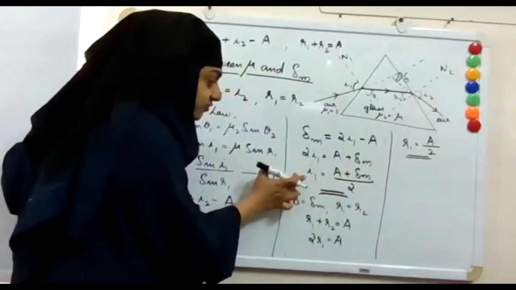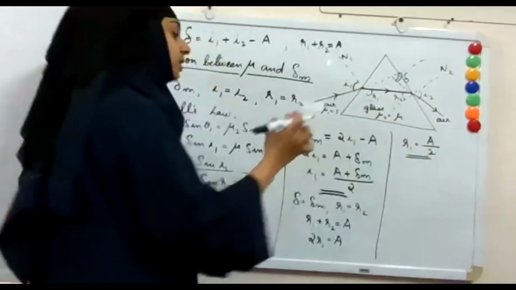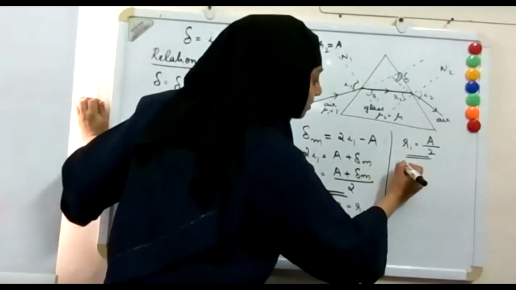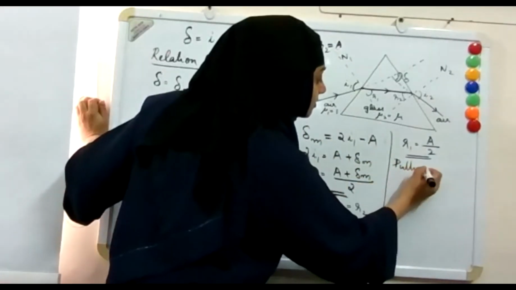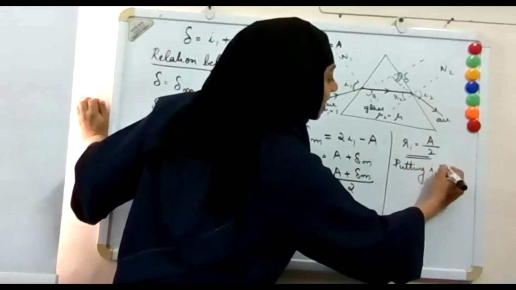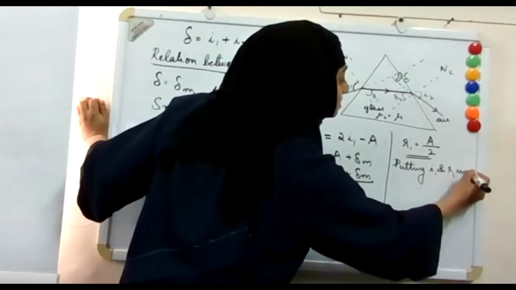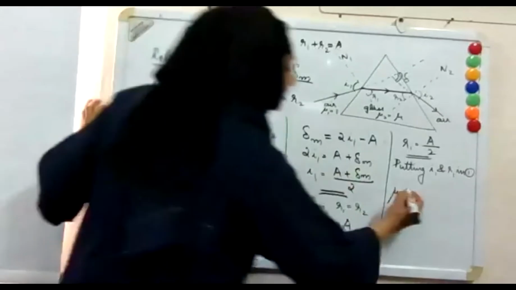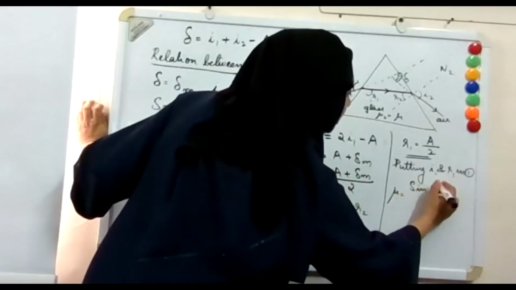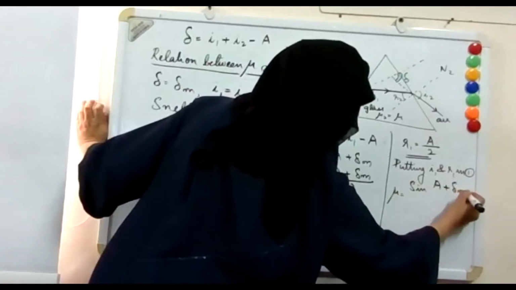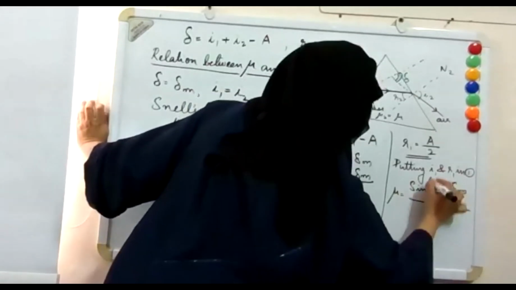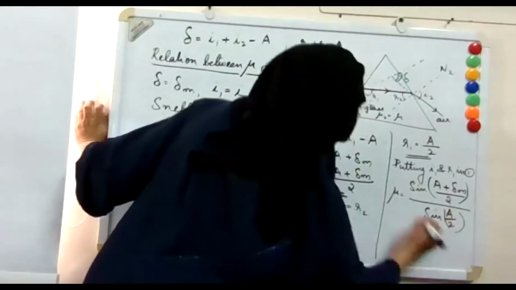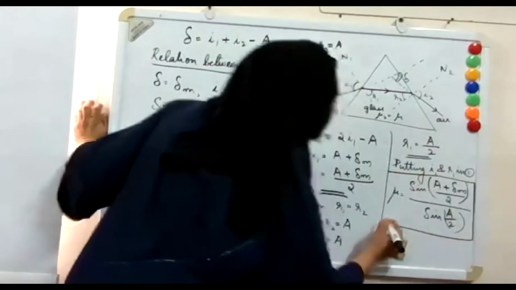So I got an expression for I1 and also R1, and I will put both in equation 1. Putting I1 and R1 in equation 1, I will get mu is equal to sine (A plus delta M) by 2 divided by sine A by 2. So this is an equation which you have to memorize.